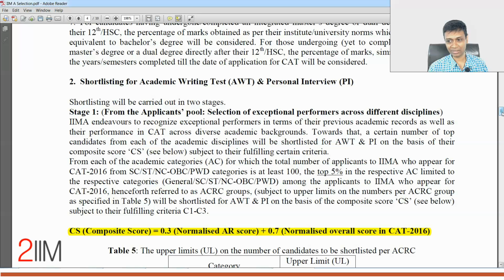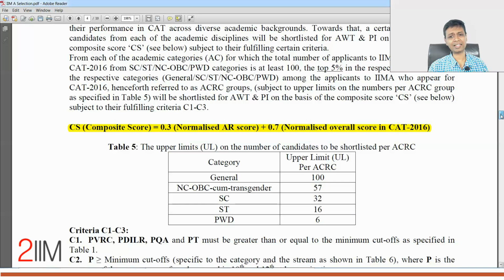Now, what are the criteria? Very simple. They take the top 5% of the candidates who meet a set of criteria and then select them in. Top 5% based on your composite score. The composite score still matters.